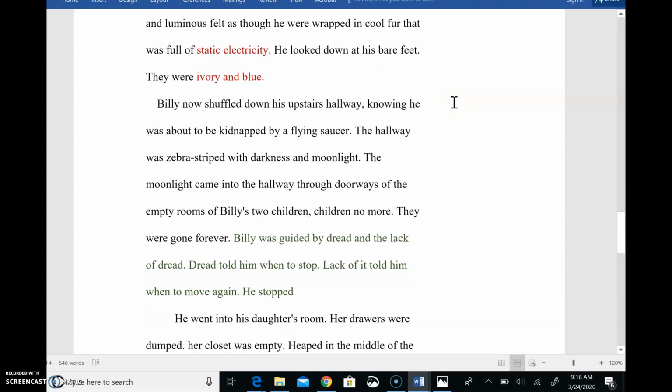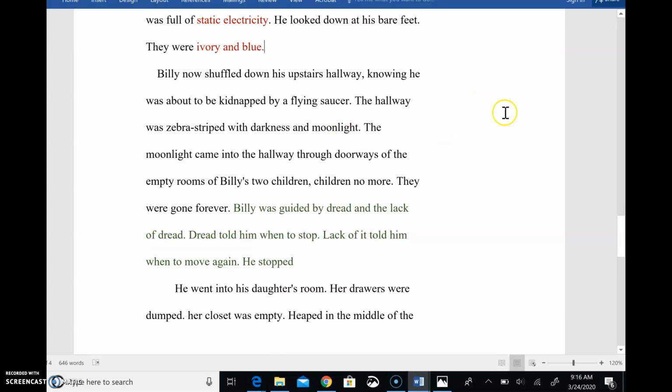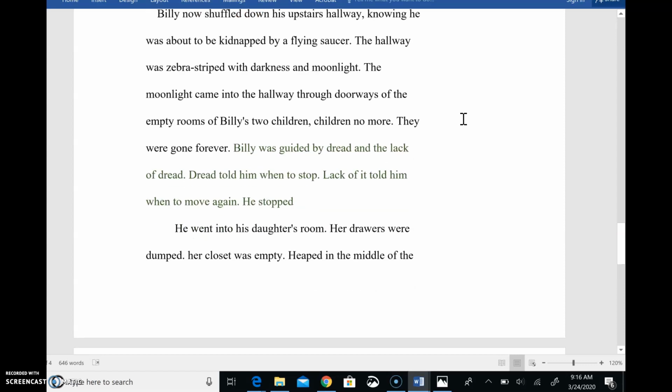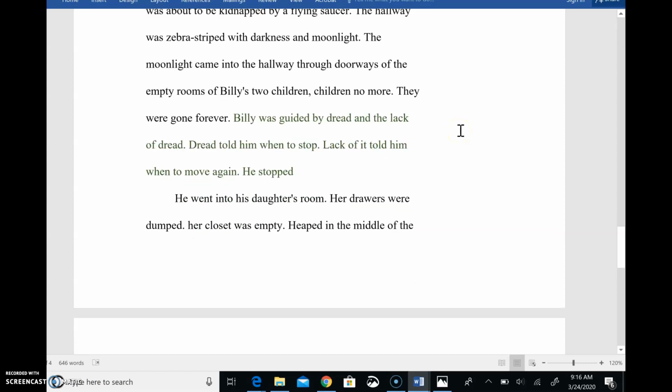All right. Billy now shuffled down his upstairs hallway, knowing he was about to be kidnapped by a flying saucer. The hallway was zebra-striped with darkness and moonlight. The moonlight came into the hallway through doorways of the empty rooms of Billy's two children no more. They were gone forever. Billy was guided by dread and the lack of dread. Dread told him when to stop. Lack of it told him when to move again.